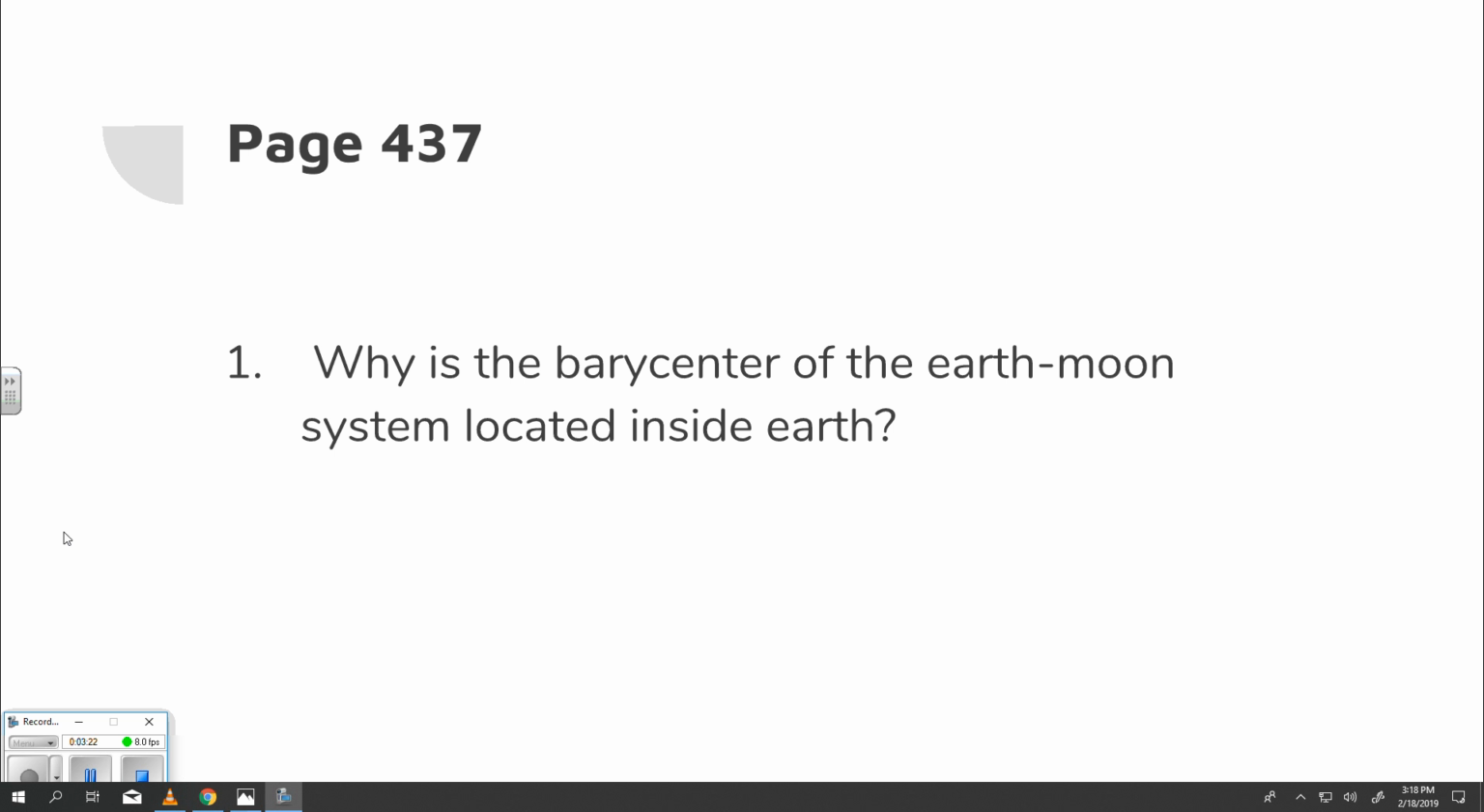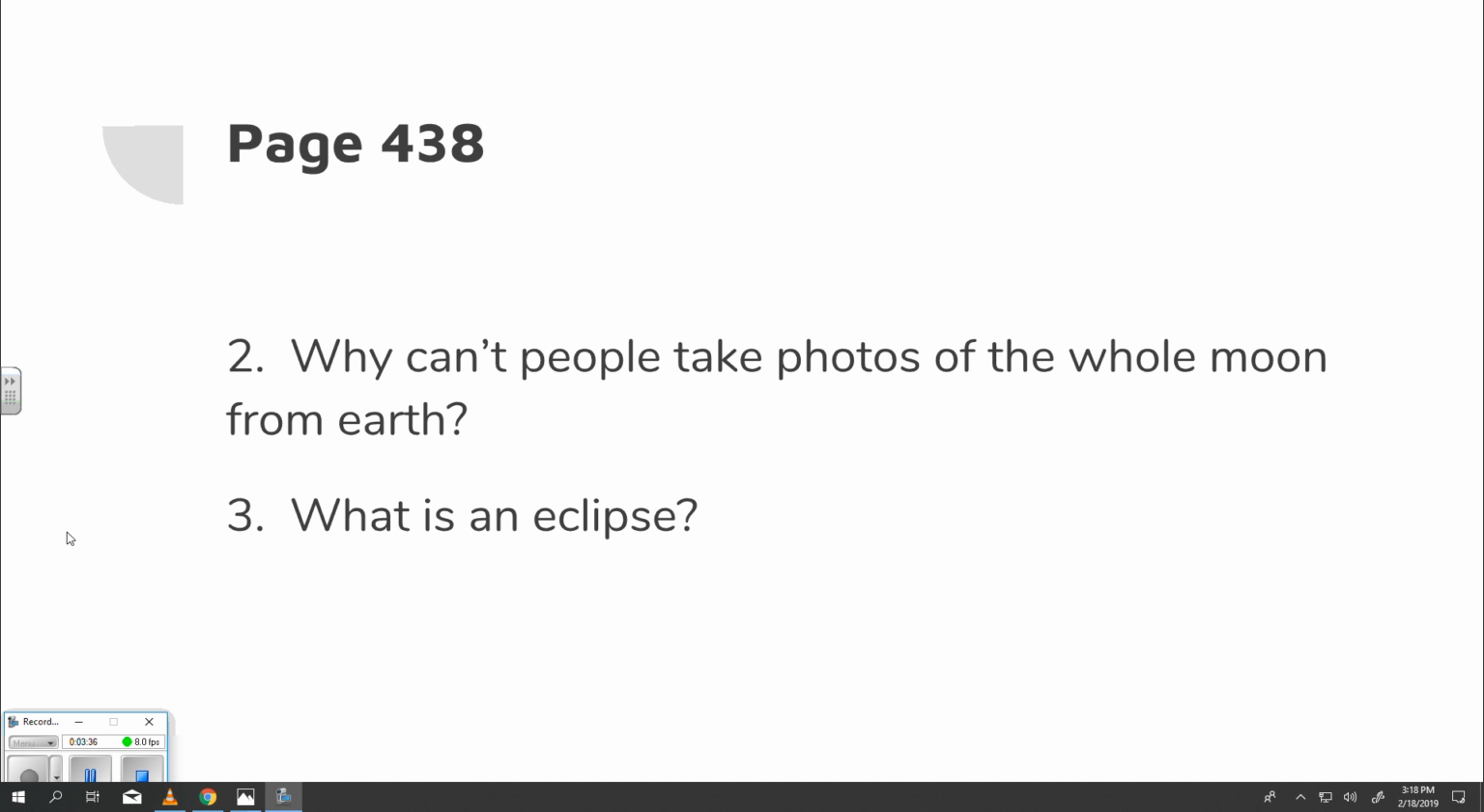Under the diagram, because the moon's orbit is elliptical, the moon is not always the same distance from the Earth. Page 438. Why can't people take photos of the whole moon from Earth? What is an eclipse?